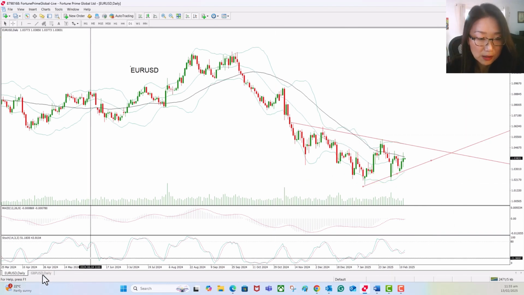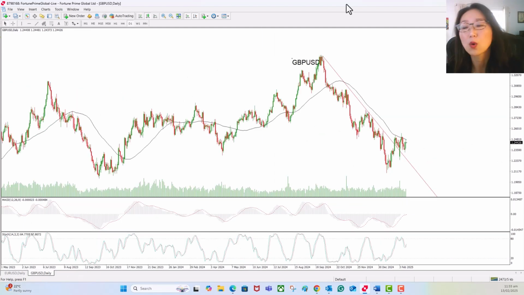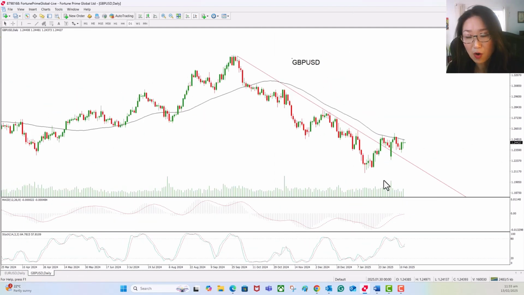The next one is the British pound against the dollar. The British pound also rebounded from its bottom. However, here we can see it is potentially forming a double top pattern and is still moving under the 50-day moving average. So there are no fundamental factors that support a strong pound.